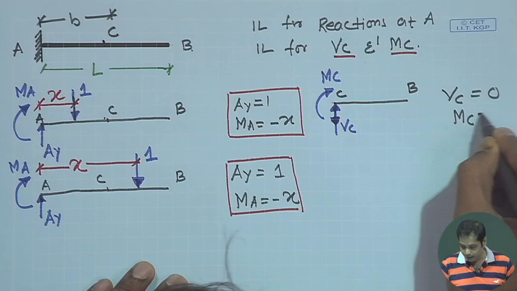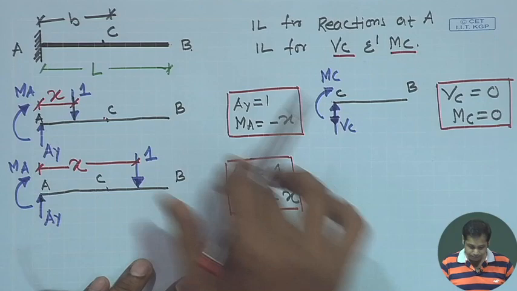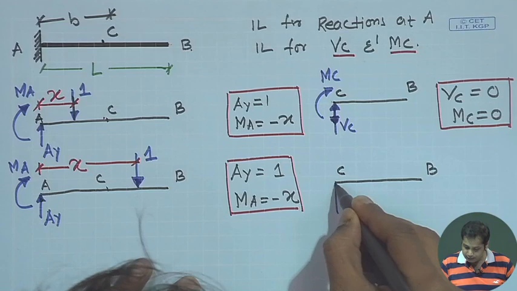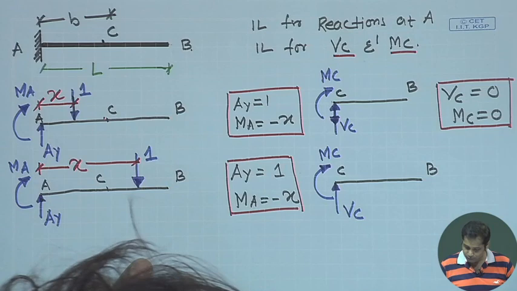So, this is how shear force and bending moment vary when the unit load is between A and C. Now, let us draw the free body diagram for this case. If we draw the free body diagram of BC, this is B, this is C, and this is V C, the shear force at C, and this is M C, the bending moment at C, and then we have the unit load.